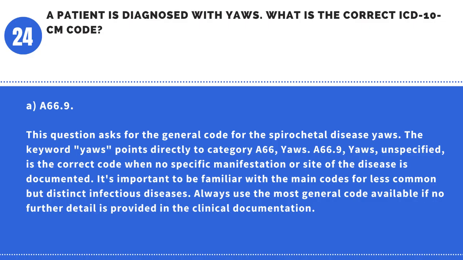A66.9. This question asks for the general code for the spirochetal disease yaws. The keyword yaws points directly to category A66, yaws. A66.9, yaws unspecified, is the correct code when no specific manifestation or site of the disease is documented. It's important to be familiar with the main codes for less common but distinct infectious diseases. Always use the most general code available if no further detail is provided in the clinical documentation.